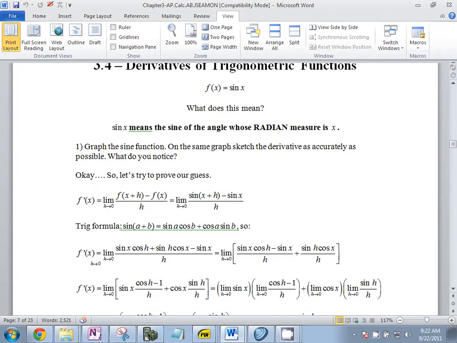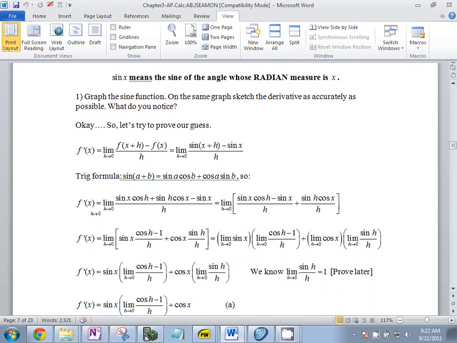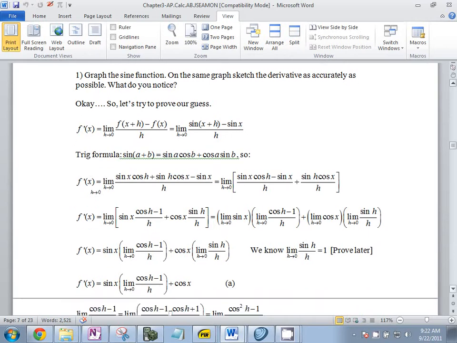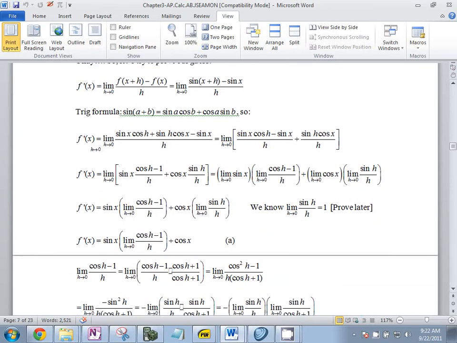Yeah. We didn't prove it, but what is the limit as h goes to 0 of sine h over h? 1. So that kind of goes away. That's kind of nice, right? Yeah. You can just kind of distribute in the limits functionally. Those go away. We know that the limit as h goes to 0 of sine h over h is 1. We'll prove that later. But you end up with this right here.